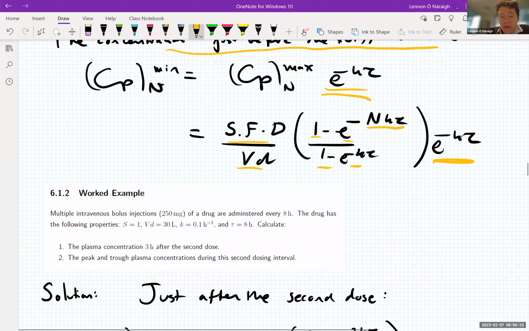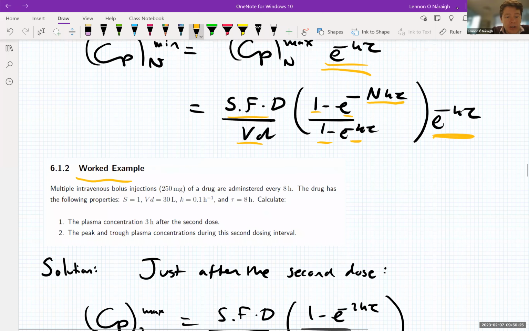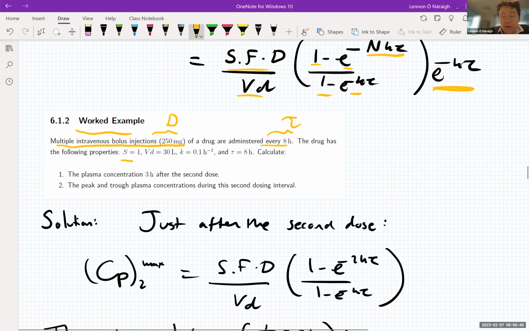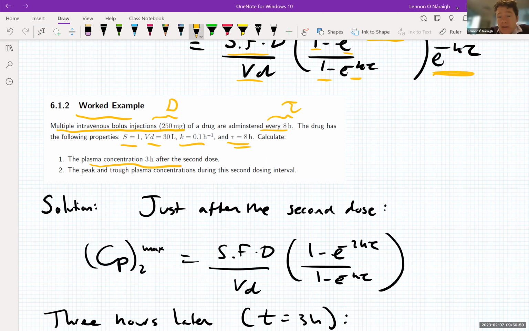Okay, here I'll go through a little worked example about multiple intravenous bolus injections. 250 milligrams is the dose, administered every 8 hours, tau, the interval. The salt factor is 1, the volume of distribution is 30 liters, the elimination constant is 0.1 hours to the minus 1, and tau is 8 hours. We want to calculate the plasma concentration 3 hours after the second dose, and also the peak and trough plasma concentrations during this second dosing interval.